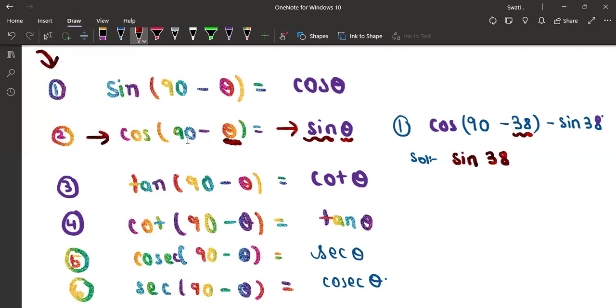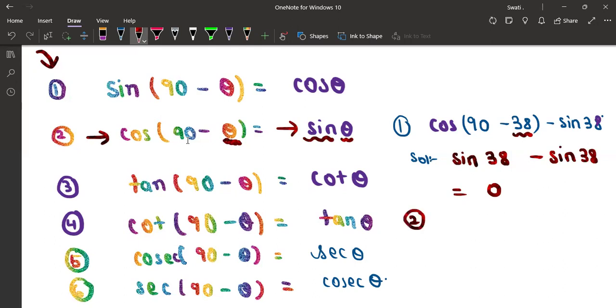Sine 38, and then minus sine 38, don't change anything. Why? Because your answer will be, tell me, what is sine 38 minus sine 38? 0. Yes, that's the answer. Okay, let's go to the next question.